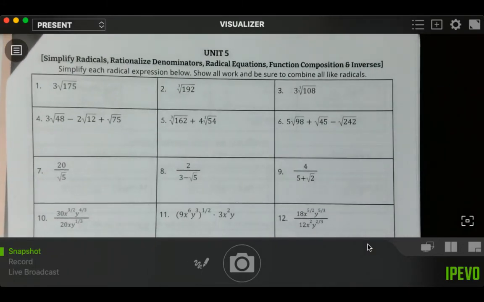Alright guys, welcome back to Unit 5. So in this video I'm going to finish the rest of the review, Units 5, 6, 7, and 8. Unit 5 was when we really were talking about square roots. So square roots and cube roots.